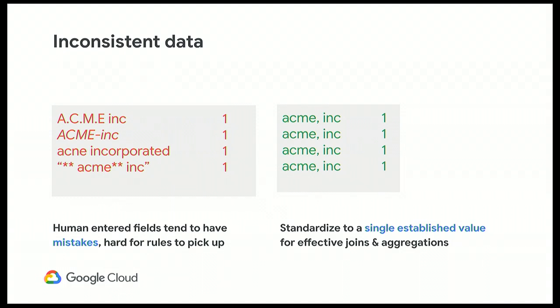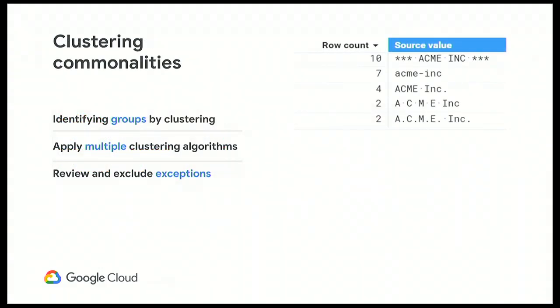Of course, the goal is then to standardize this to a single established value so that you can make effective use of joins and aggregations, because you do want Acme Inc. to show up as 1 time, as opposed to 4 different companies. OK, so this is something new that we've added to Dataprep recently, the ability to cluster your data into groups based on clustering algorithms. This is something we released just a few weeks ago.